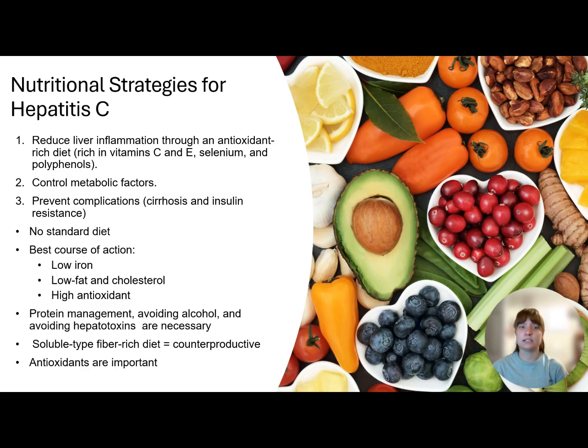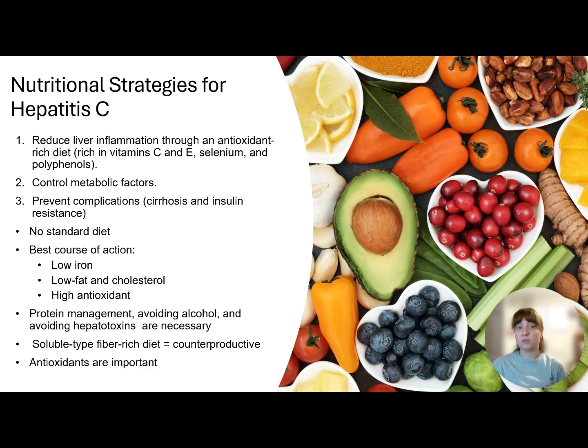Nutritional strategies for hepatitis C. It's best to try to reduce liver inflammation through an antioxidant-rich diet, which would include vitamins C and E, selenium, and polyphenols, while controlling metabolic factors and preventing complications like cirrhosis and insulin resistance. There isn't a standard diet. However, other diets may be beneficial, such as ketogenic, Mediterranean, and gluten-free, which I will get into soon. The best course of action for a hepatitis patient, and someone with liver problems of this nature, would be low iron, low fat and cholesterol, and high antioxidants.